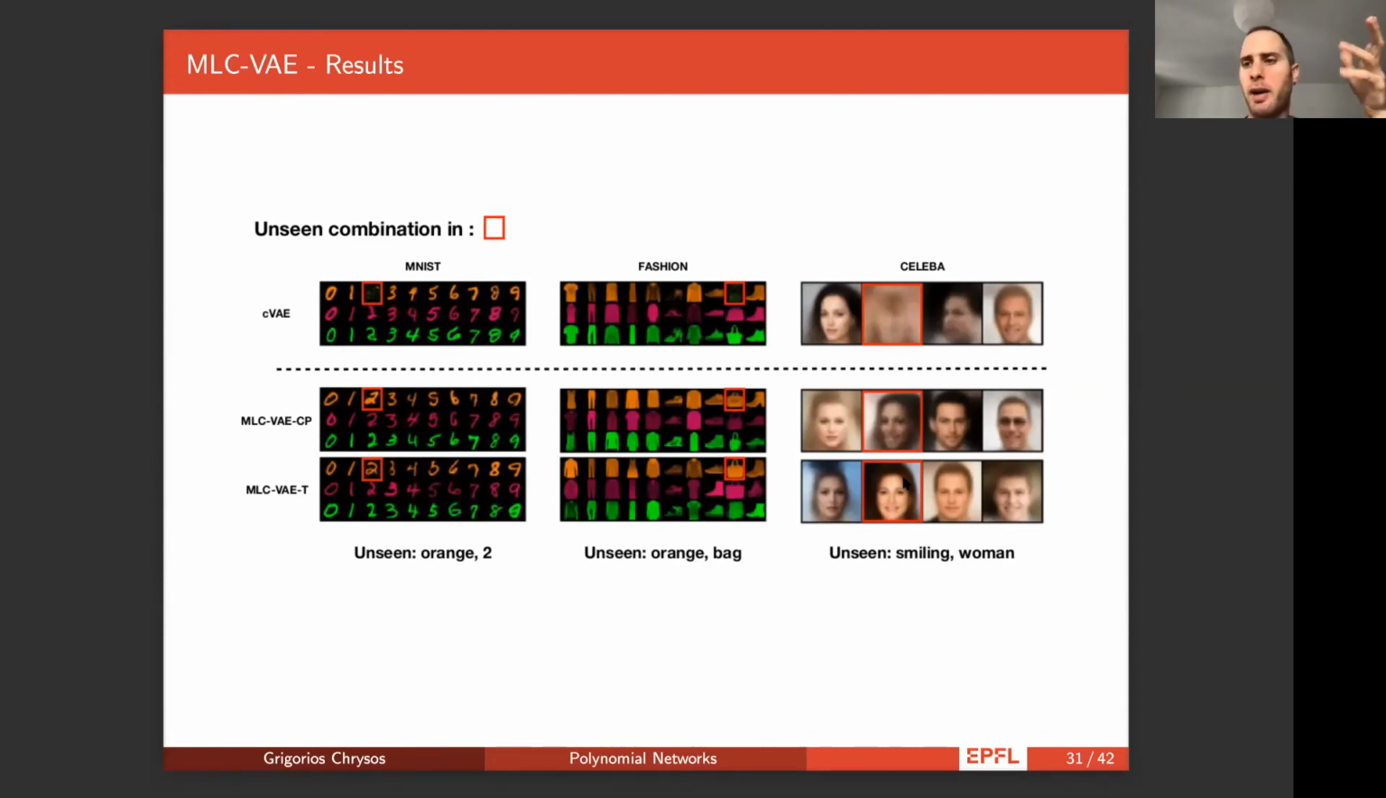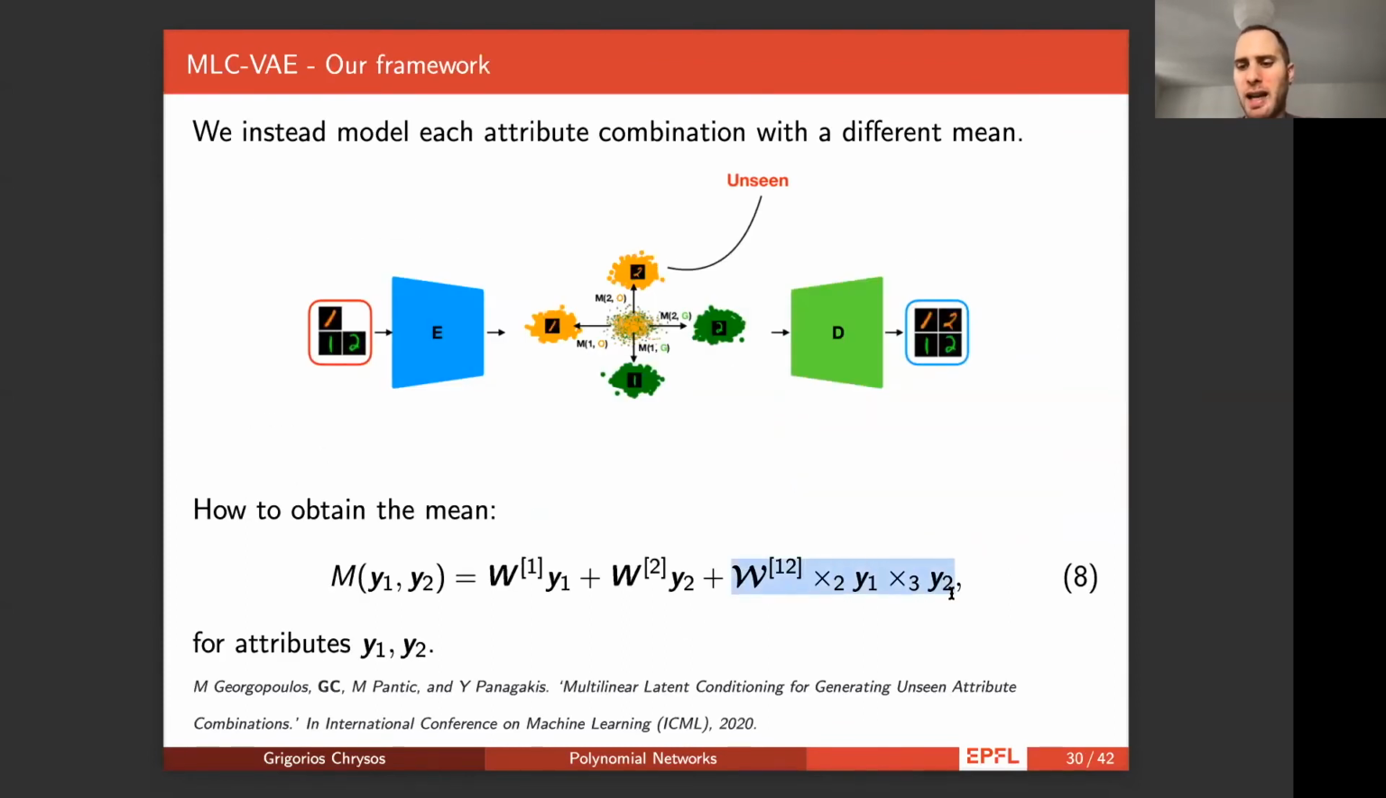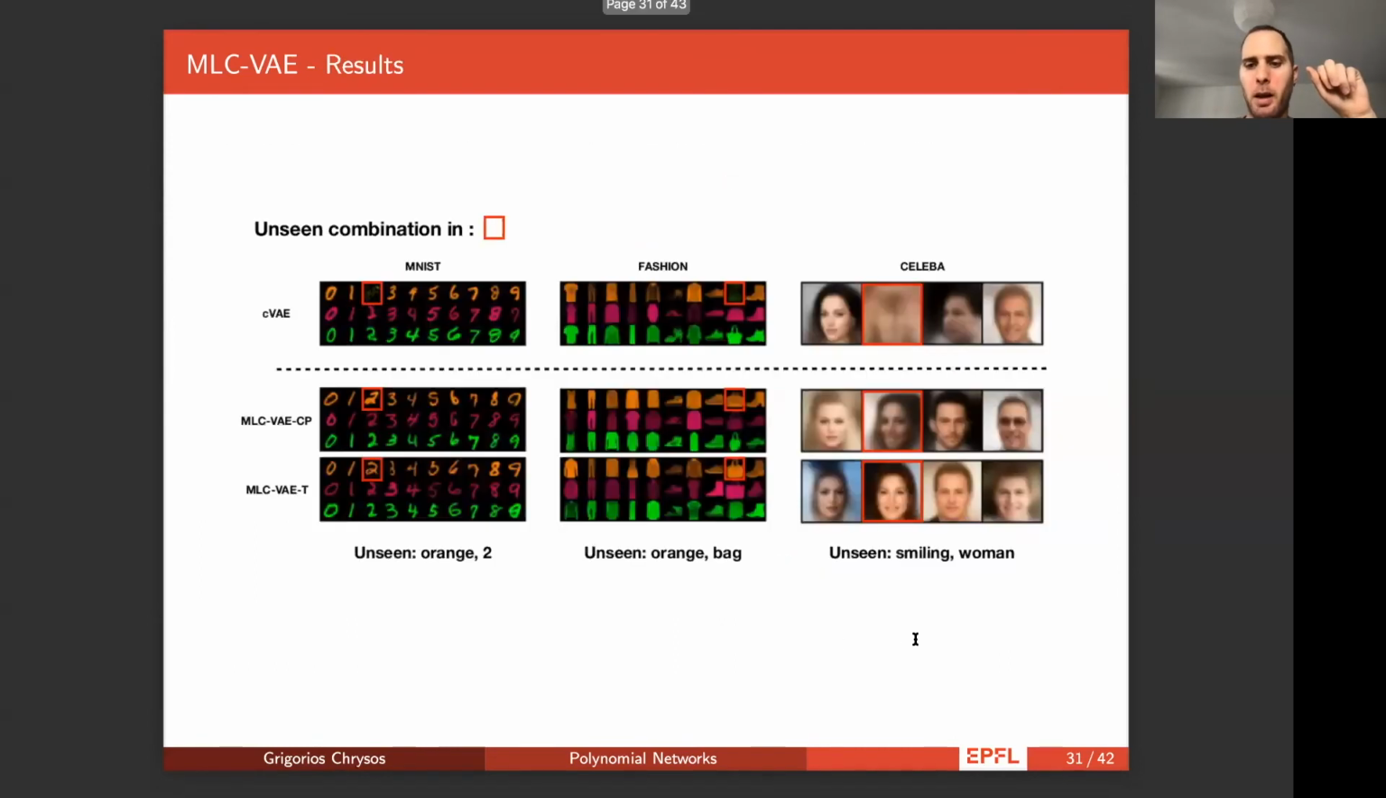For instance, of course, this is VAE, so the results are not as crisp as generation with GANs. But we noticed that even when the number of combinations increases, or even when the dataset changes from MNIST to Fashion MNIST, even to CelebA, you can still synthesize images that are not seen at all during the training. Here MLC, VI, CP, and T stand for CP decomposition and Tucker decomposition, for the simple reason that we use exactly the same trick and lemma I explained before. So we use a CP or a Tucker decomposition on W12, and then we use this lemma to convert it to a Hadamard product.